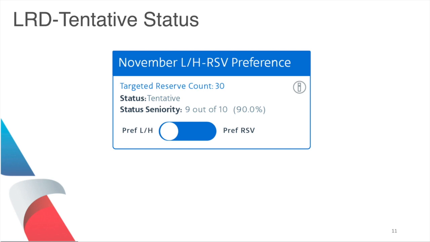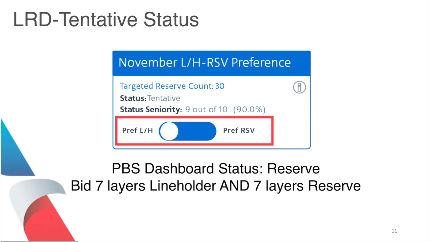In the instance that your status was tentative in your LRD tool and you kept your selection on prefer lineholder, and your final status in PBS reads reserve, you will bid 7 layers of lineholder and 7 layers of reserve.